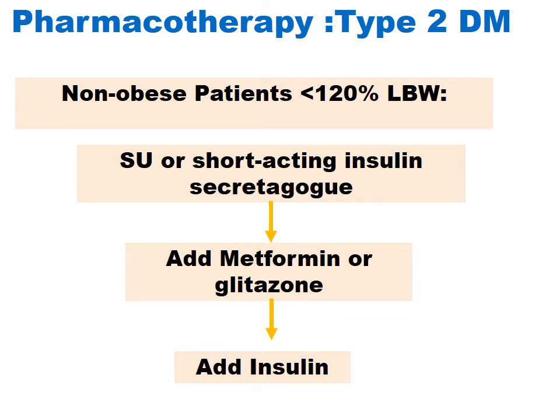In non-obese patients, treatment should be started with sulfonylurea or short-acting insulin secretagogues. If not effective with diet and exercise or lifestyle modification, sulfonylurea, one drug, then we add metformin or glitazone, and then consequently add one drug each step until the end, where the patient requires insulin therapy when the oral hypoglycemic drugs are not effective.